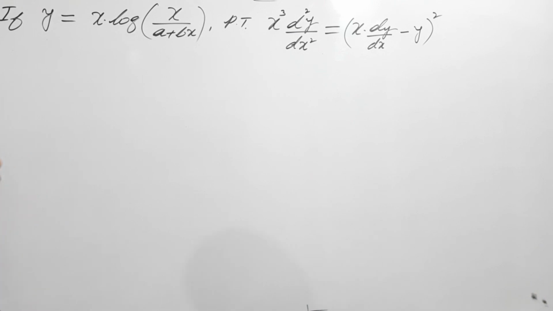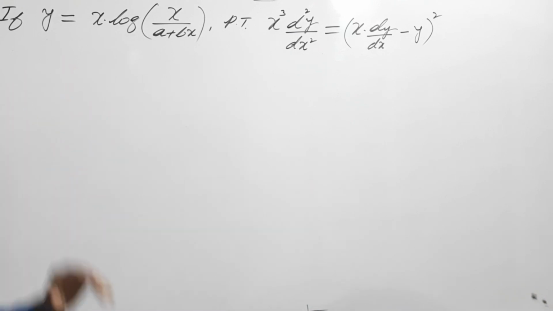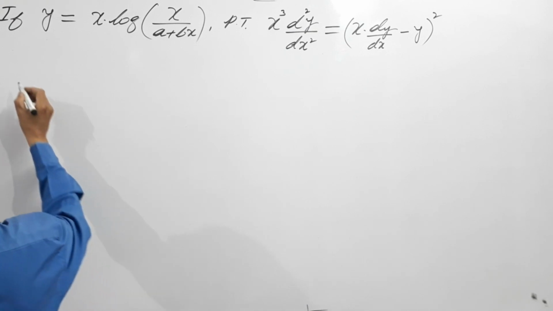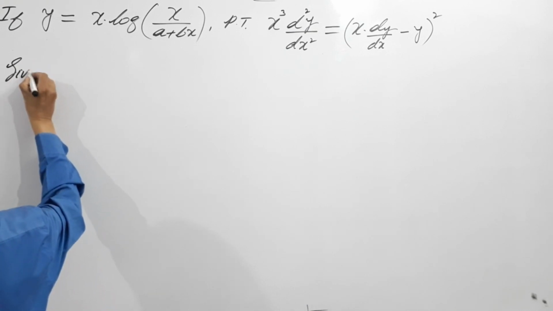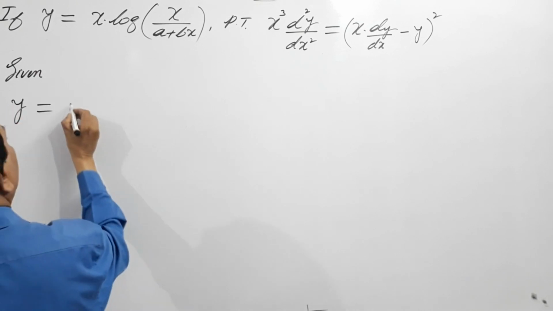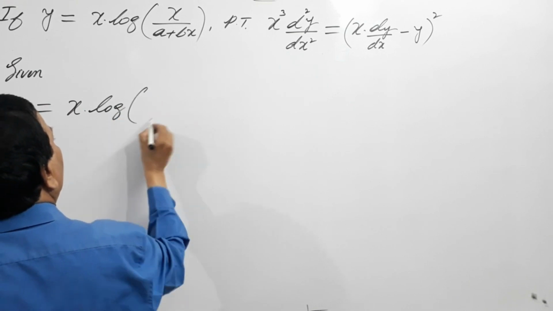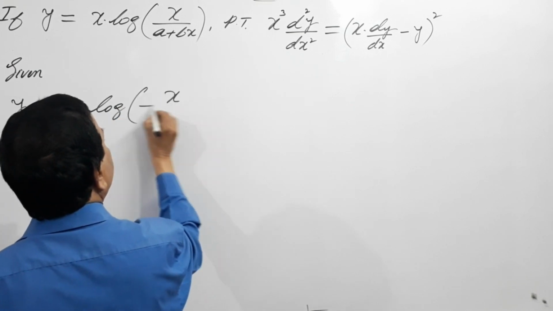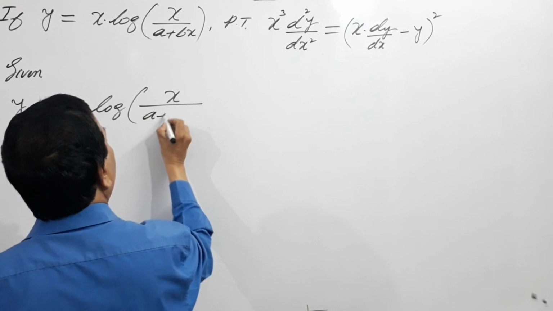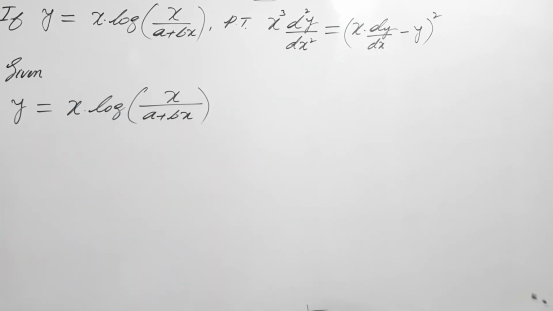So dear students, here we cannot straight away solve this problem. We have to use a small trick here. So let's see what it is. Given y equals x into log of x divided by a plus bx, right? So how will you go about this?